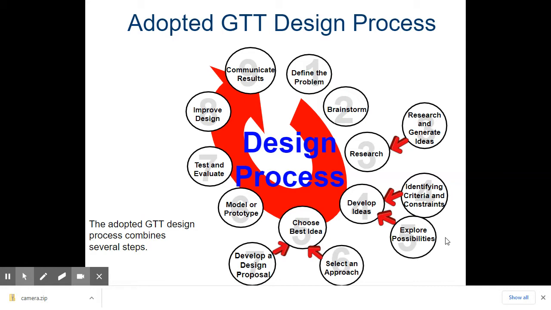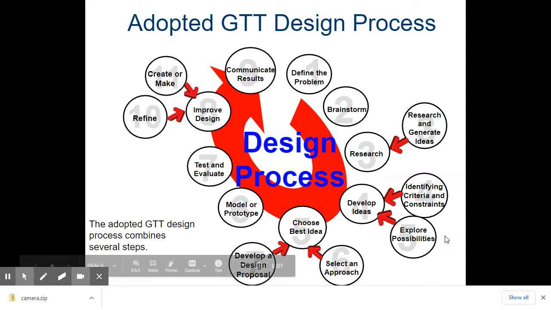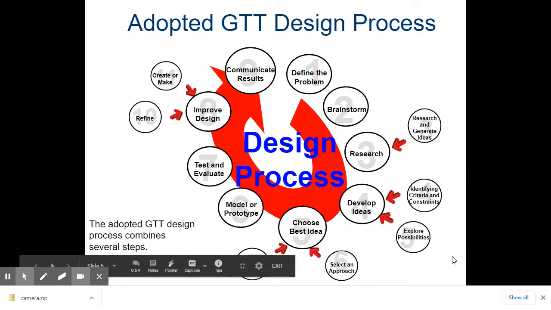How are you going to go about tackling this problem? Then you're going to make a model or a prototype, test and evaluate, see if it works. If it doesn't work, then you're going to improve it, refine it, create it again, make it again, go back to the drawing board if you need to. Once all that's done, then you're going to communicate your results either to your client or to your teacher, depending on the project.